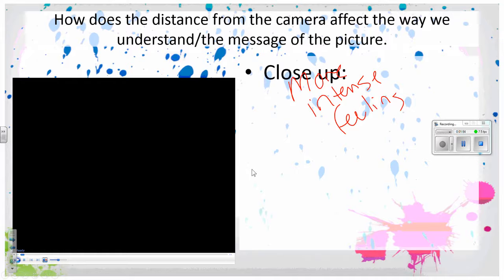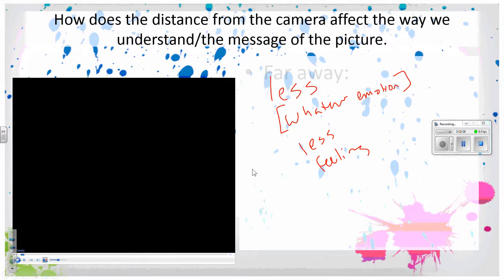When we have the camera really close up, we feel more intensely about whatever we'd feel anyway. So if it's something scary and it's close up, we feel more scared. If it's something funny and close up, we're supposed to feel like it's more funny. If it's from far away, we're supposed to feel less of whatever emotion. And we're supposed to feel like we're not as connected to the thing.